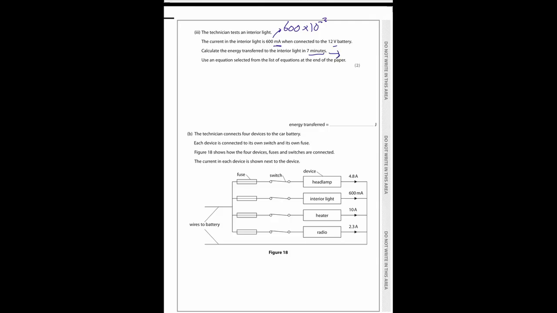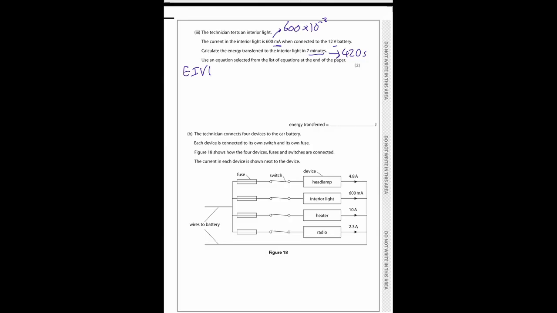So how do I get 7 minutes in seconds? I've got to multiply by 60. So I'm going to say 7 times 60 equals 420. Now everything's in proper units. So now it says use an equation selected from a list of equations, and I've just got to make sure I'm identifying the equation. So I'm looking for energy transferred, so I'm going to need something with energy in there. It says current, so I'm going to need something with current. Voltage, something with volts, and it says it's in 7 minutes, and I've converted to seconds.